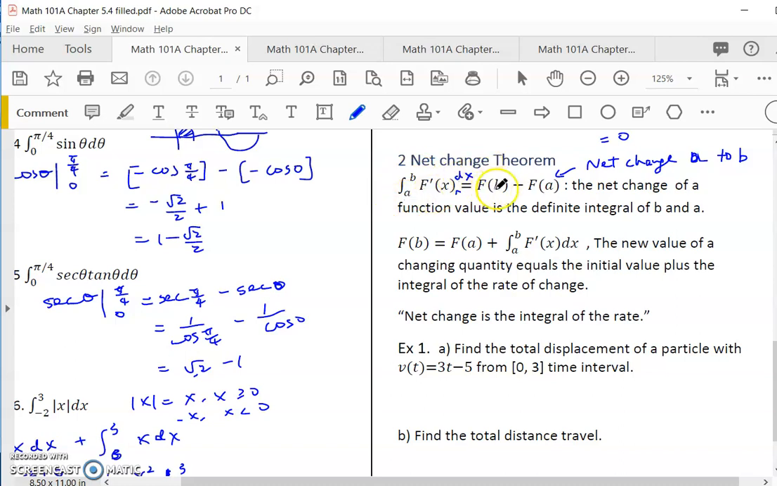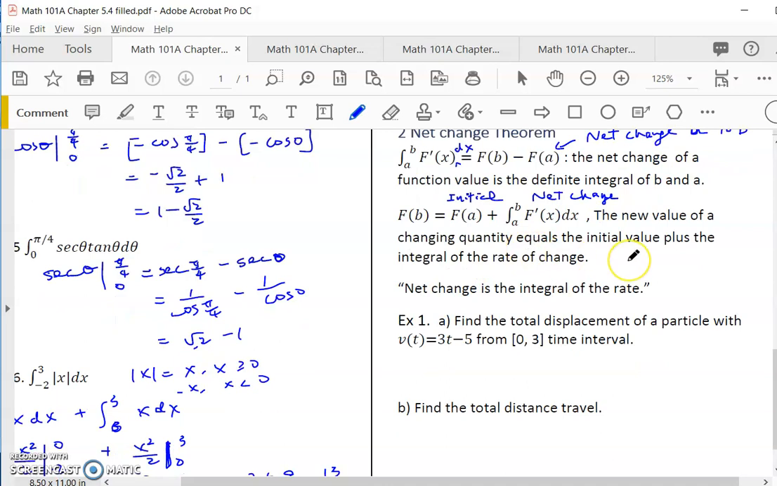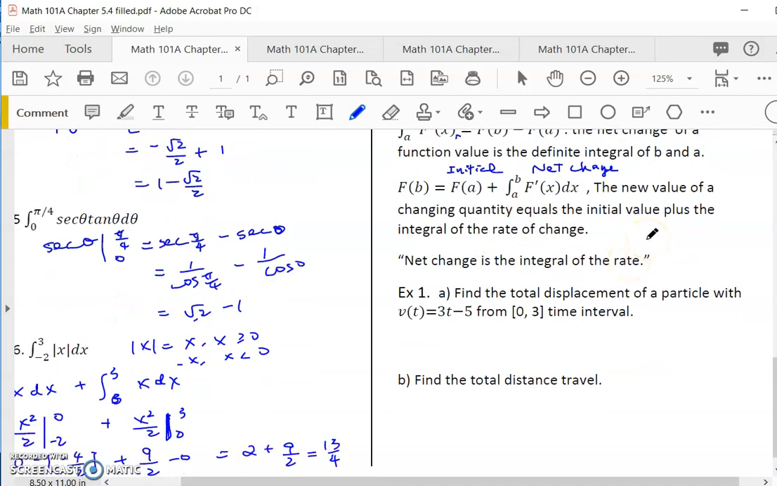So the net change theorem says if you want to find f of b minus f of a, which is the net change from x equal to a to b, then you do a definite integral. The other use is to put f of a on this side, so f of b equals f of a plus the net change. You can think of f of a as the initial value, and this is the net change. So the final answer at b is the initial value plus the net change. Notice that you never need to find what f of x is, and you can still find the net change.